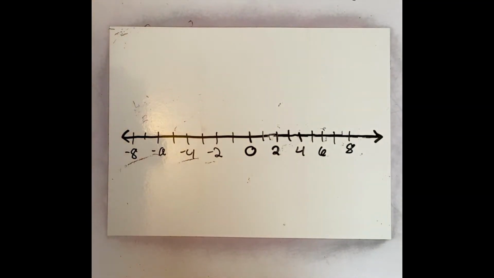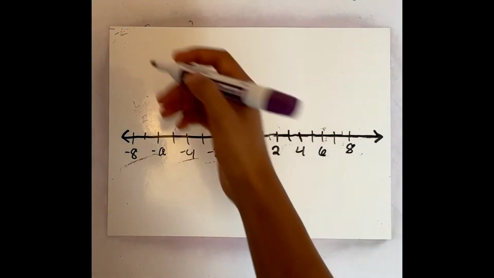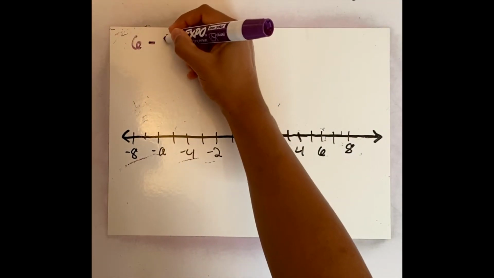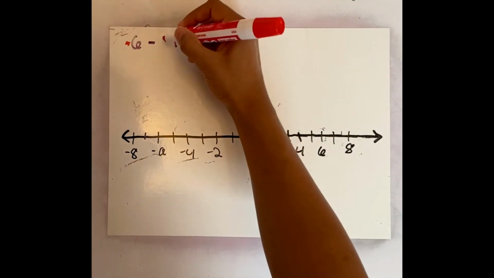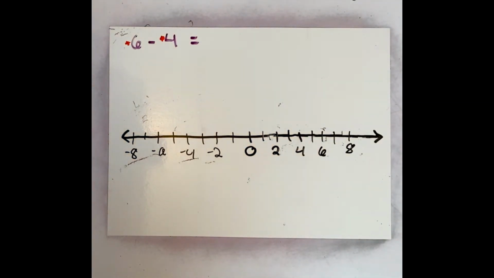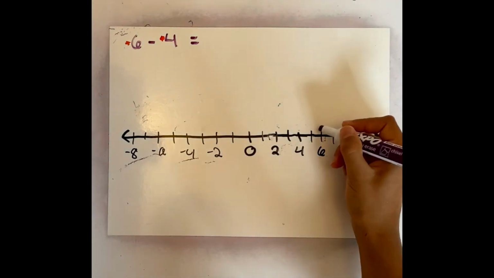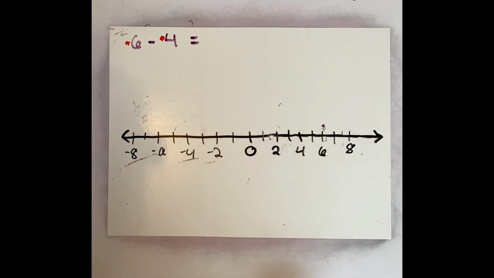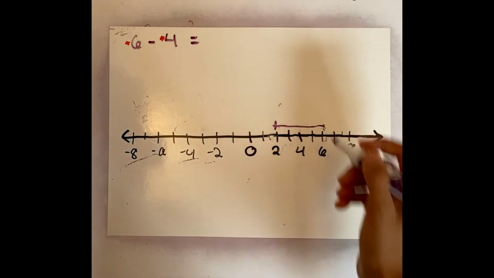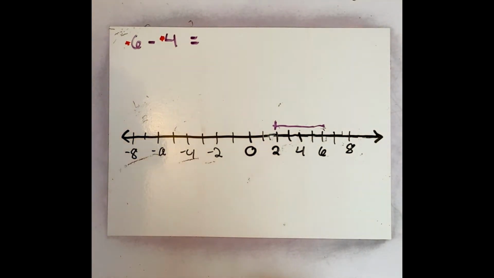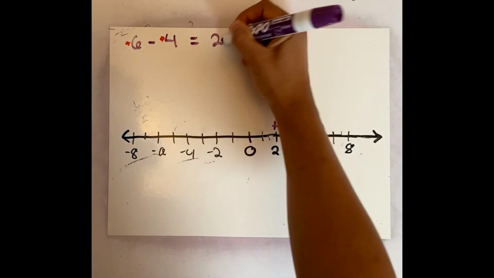Okay, so now we're going to do a little subtraction. So we're going to start off with 6 minus 4. And remember that, just to clarify, it's a positive 6 minus a positive 4. So let's do this on the number line. We're going to start at 6, and then we're going to take away 4. So we're going to move left 4 spaces on the number line. So 1, 2, 3, 4. And here we get 2. So positive 6 minus positive 4 equals positive 2.